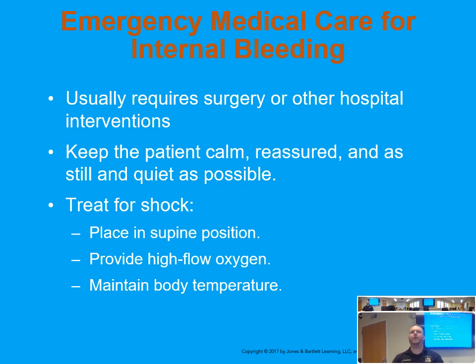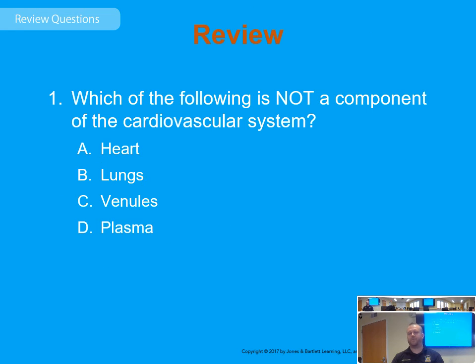Emergency medical care for internal bleeding usually requires bright lights and cold steel: a surgery, an OR. Keep the patient calm, reassured, still, and as quiet as possible. Treat for shock: place supine, feet up, high flow O2, keep them warm.